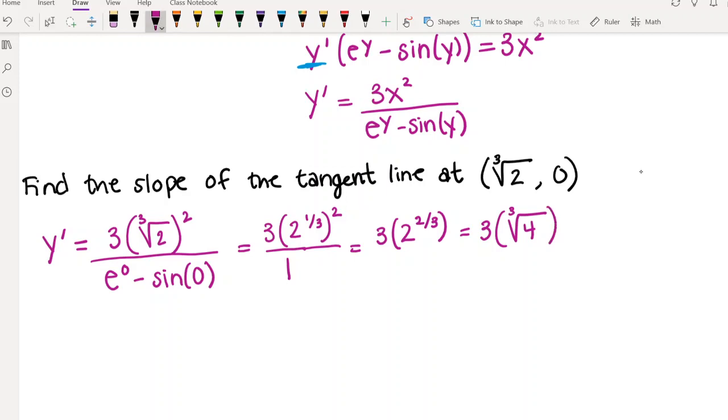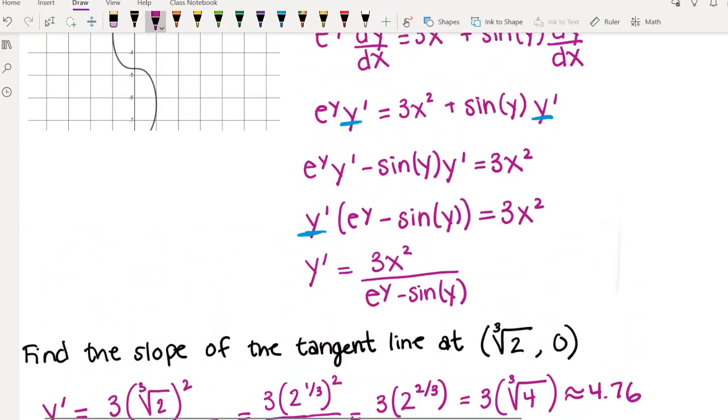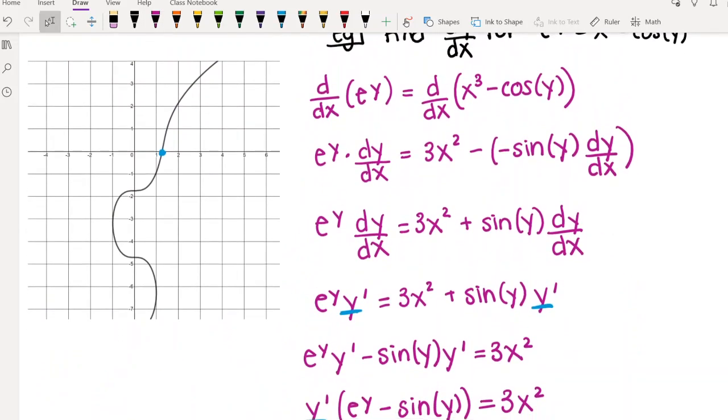And I don't want you to get too caught up in all of that. I know that was probably some arithmetic and simplification that you're not used to, so I wouldn't worry too much about it. I'm just typing it into my calculator to get an approximation. So it says it's approximately equal to 4.76. I mean, that looks believable to me. So it's saying that the slope of this line is about 4.76.